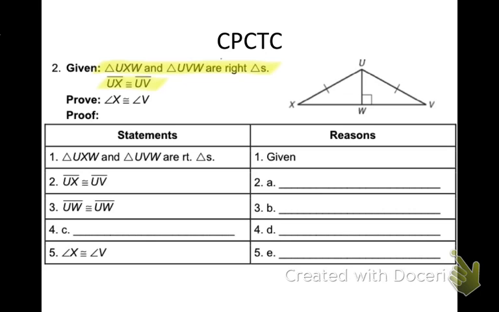So the first part here says UXW and UVW are right triangles. So I know this is a right angle. So what else is a right angle? The one right next to it, right? Those are both right angles. Is everybody with me so far? Both right angles. Good.